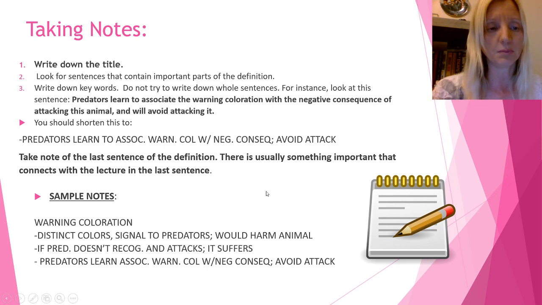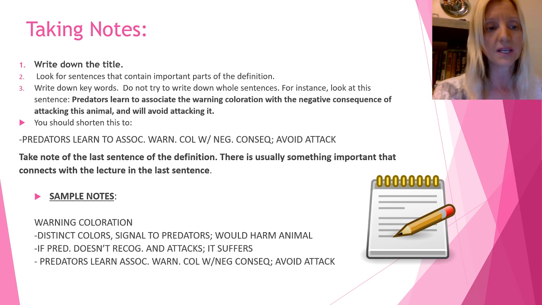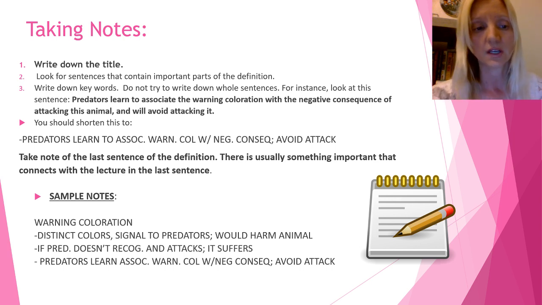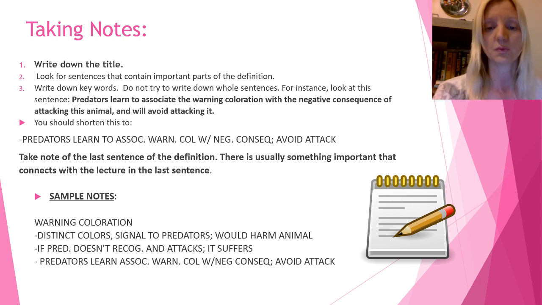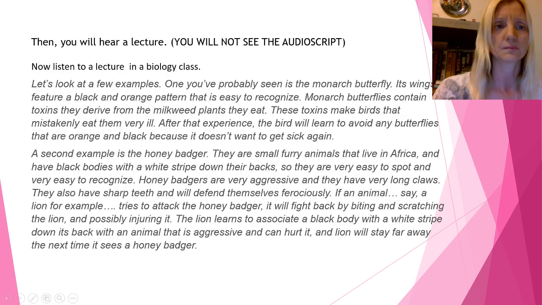And here are my sample notes. You can pause the video if you want to take a look, or rewind the video and compare that with the definition. But basically, I've written the most important points here. There's distinct colors that signal to predators that they would harm the animal. If the predator doesn't recognize it and attacks, it will suffer. Predators learn to associate warning coloration with negative consequences to avoid attack. So it makes sense to me when I go to reread it. I can definitely reconstruct that.